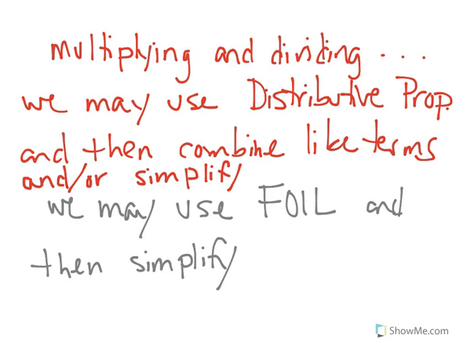In multiplying and dividing radical expressions, we may use the distributive property and then do combining of like terms and/or simplifying. Or we may be asked to use FOIL and then simplify. So let's look at a couple examples.